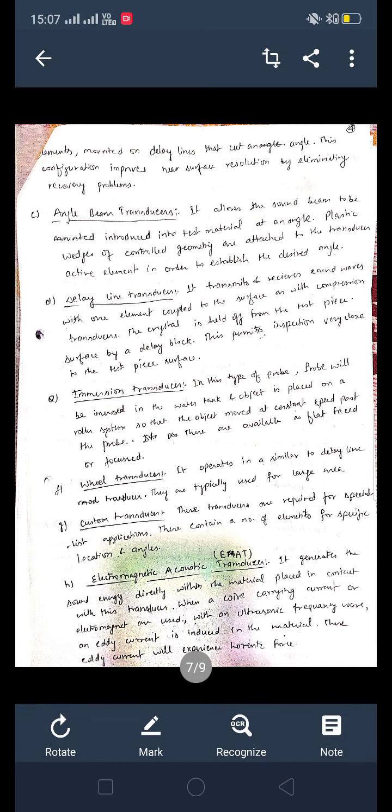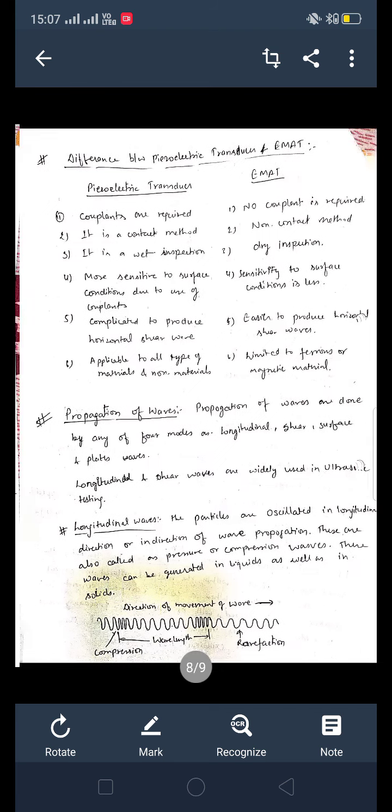When a wire carrying current or an electromagnet is used with an ultrasonic frequency wave, an eddy current is induced in the material, and this eddy current experiences the Lorentz force. So these are the topics we discussed in the previous lecture, video number 9. Now we move forward.